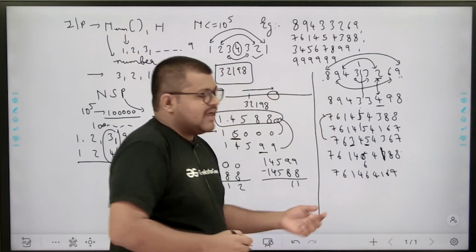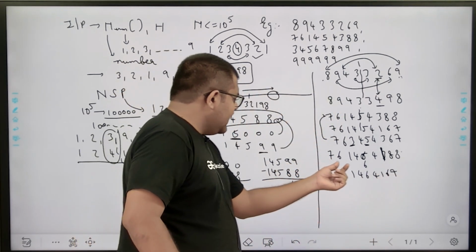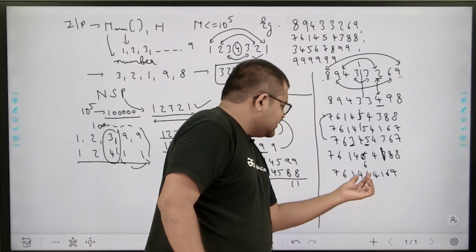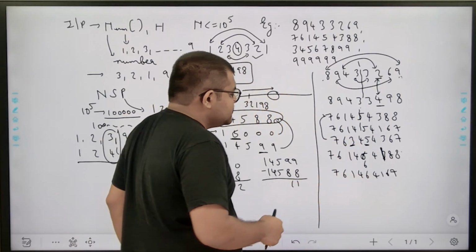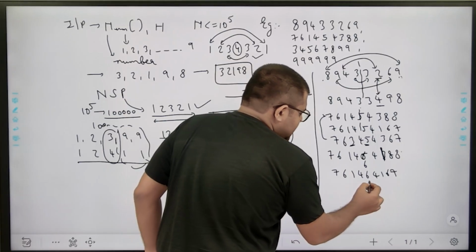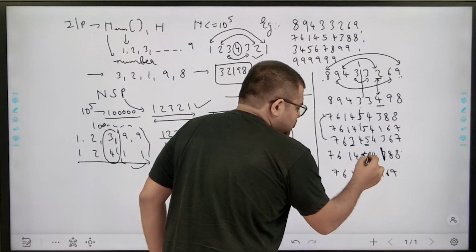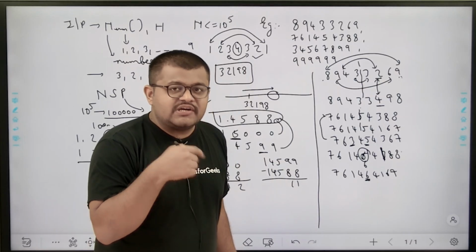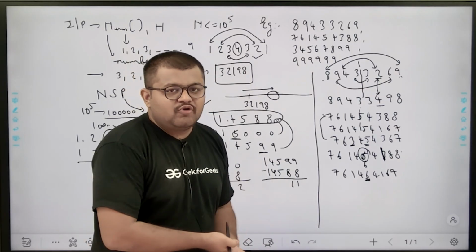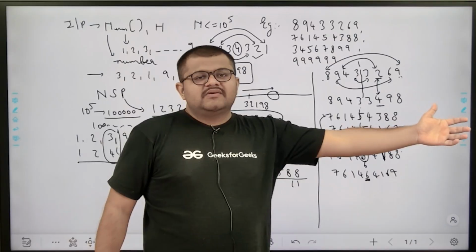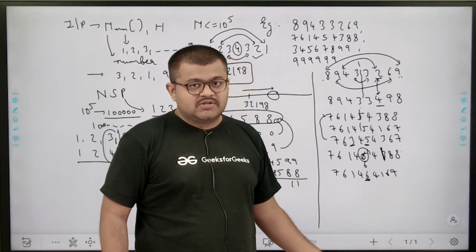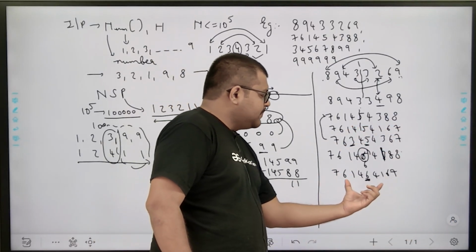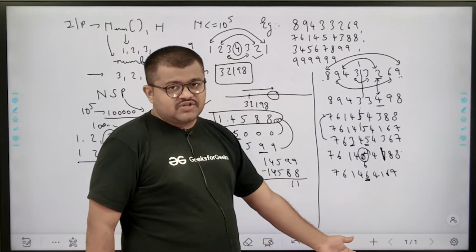761464167. Is this a palindrome? Yes. Is this larger than the original number? Yes, because if I compare it with the original number, this is the first differing place. In the original number it was 5, here I have 6. Is it the next smallest? Yes, because I have tried to make the change as close to the LSB as possible, right? So this is also a palindrome and the next smallest palindrome.